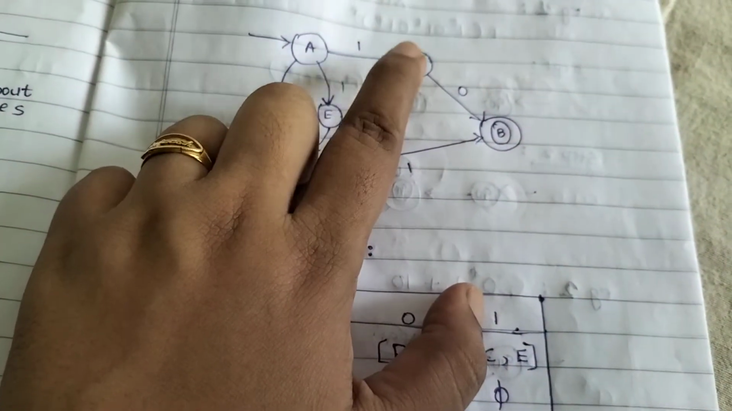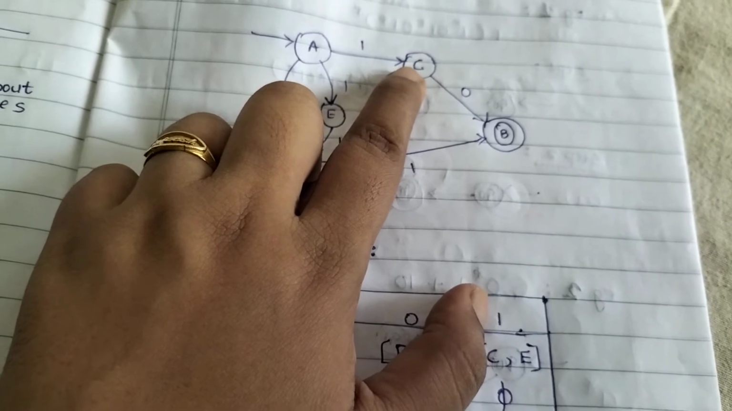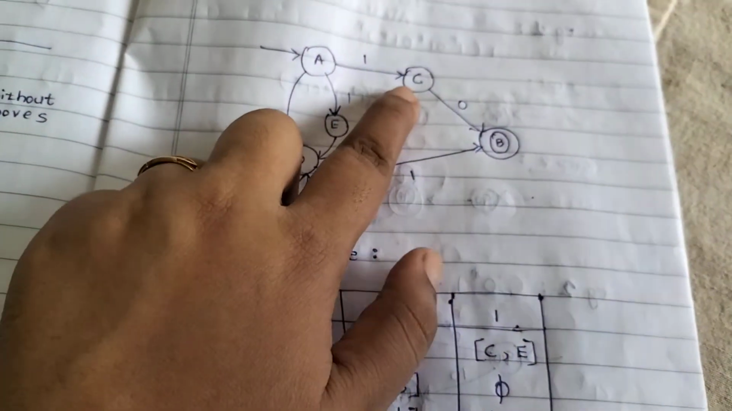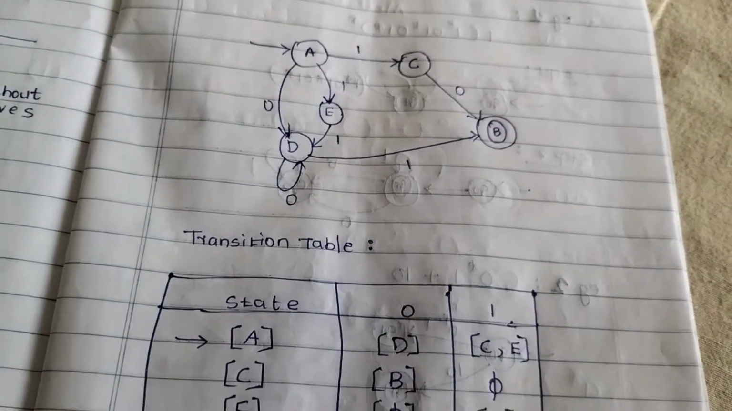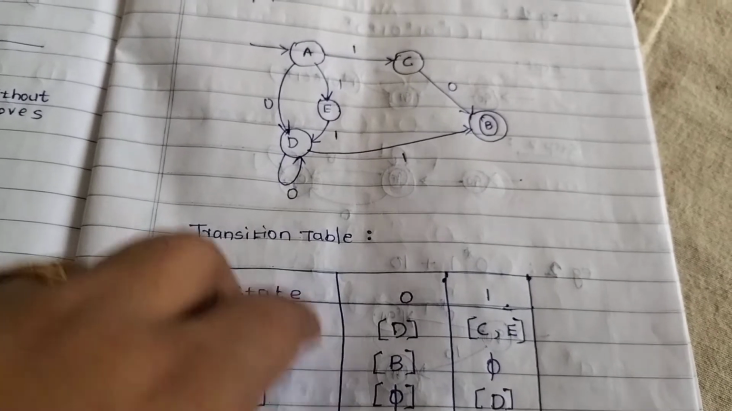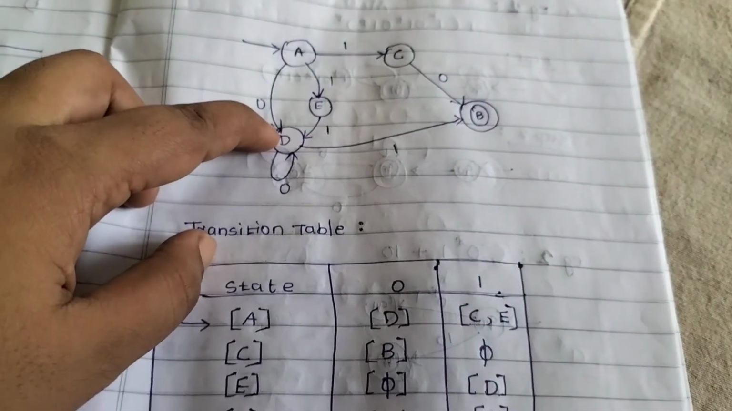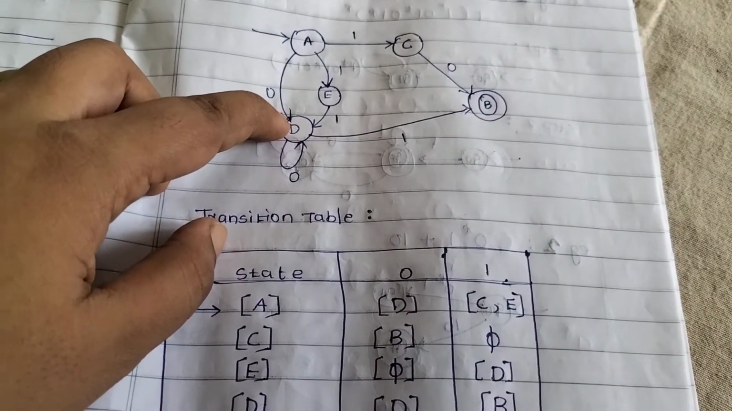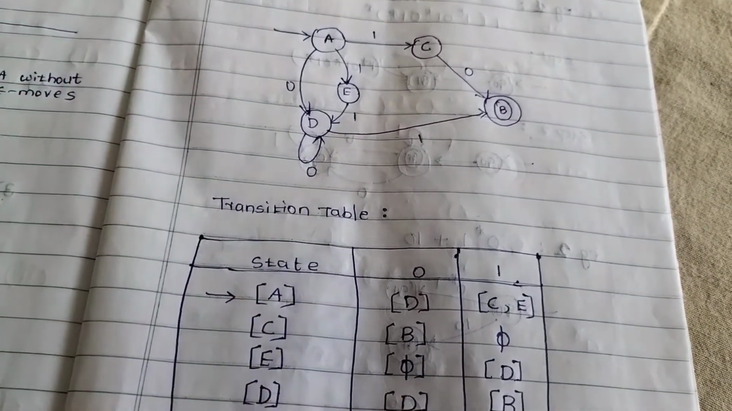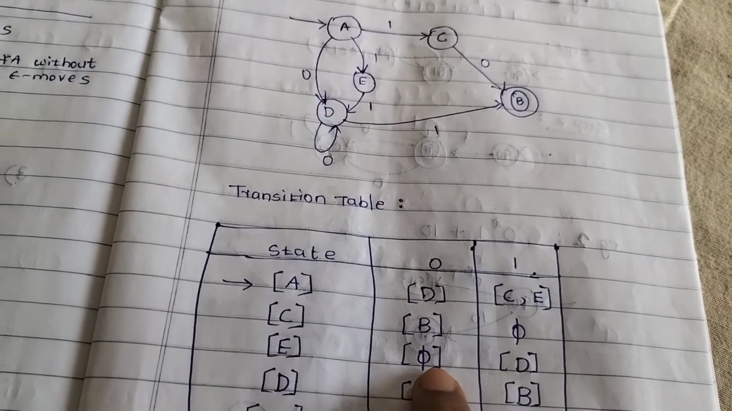Next is C. From C on input 0 it is moving to B, and on input 1 there is no transition, so we are making a null value here. Okay. From E on input 1 you are moving to D. On input 0, again, it doesn't have any transition, so we are making a null value.